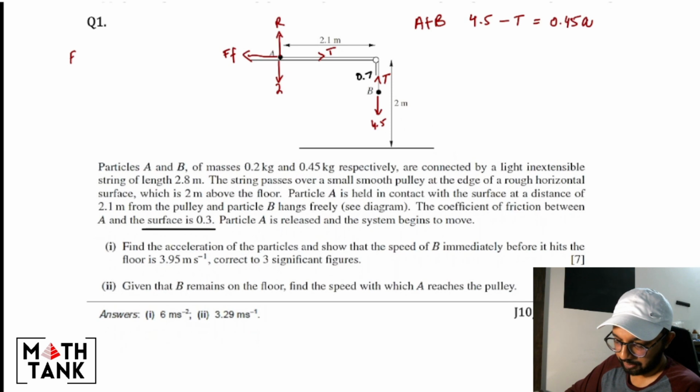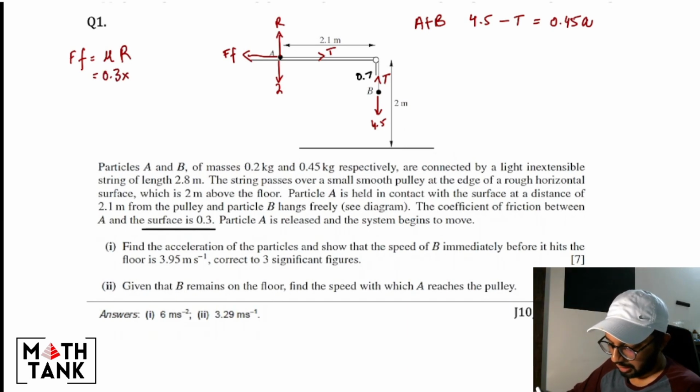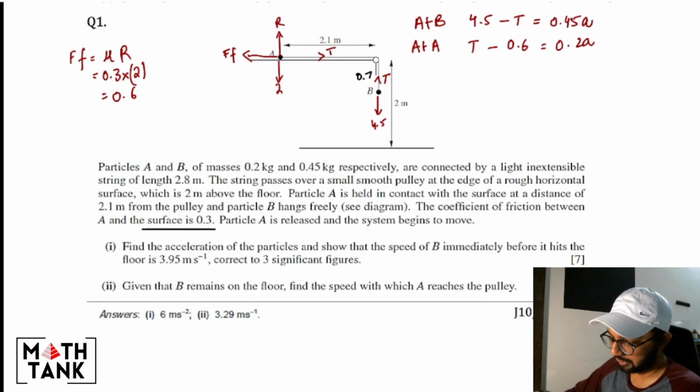So I'm going to first solve for the frictional force. Frictional force is mu into R. Mu in this case is 0.3, which is the coefficient of friction. R is simply 2 because there's no other downward force acting at point A. So I get 0.6. So at A, T minus 0.6 equals 0.2A. So I have a set of simultaneous equations to solve.